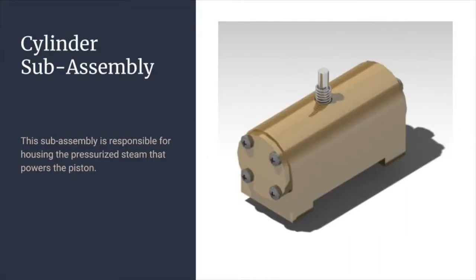The next subassembly created was the cylinder subassembly. This subassembly is responsible for housing the pressurized steam that powers the piston. It's made up of quite a few parts, 7 unique parts to be exact. They're all various different materials.